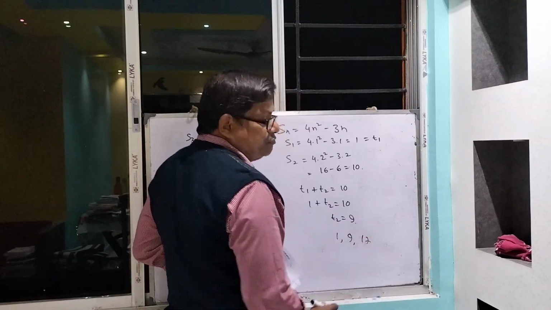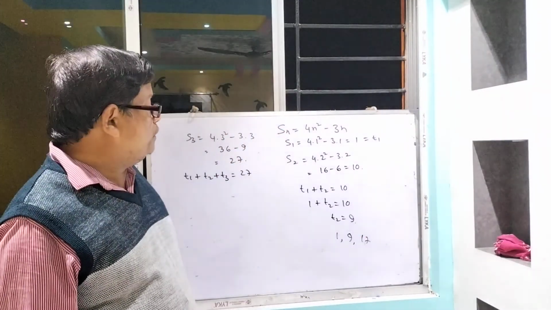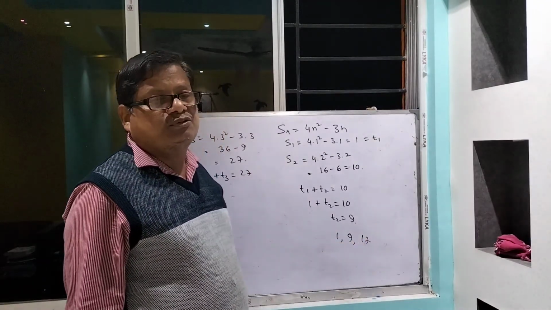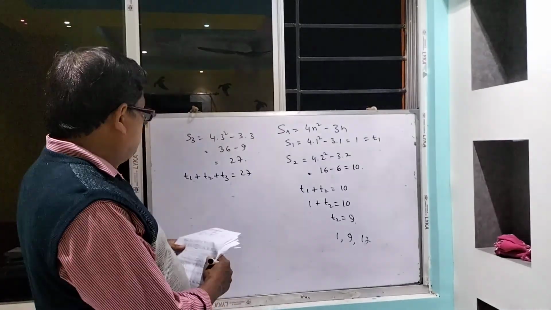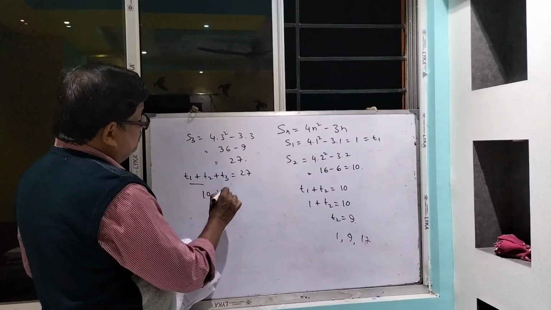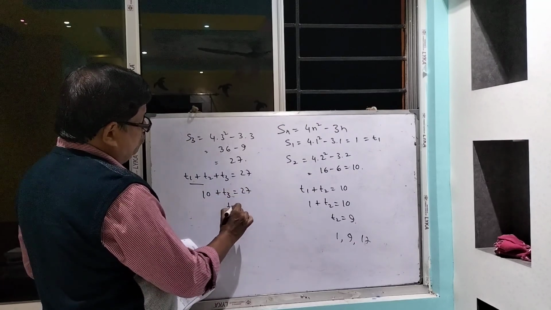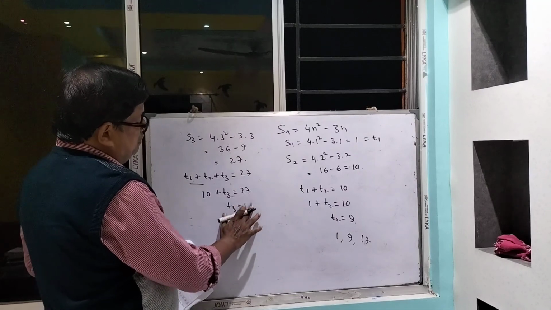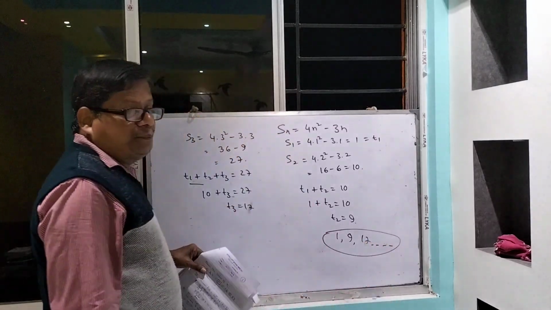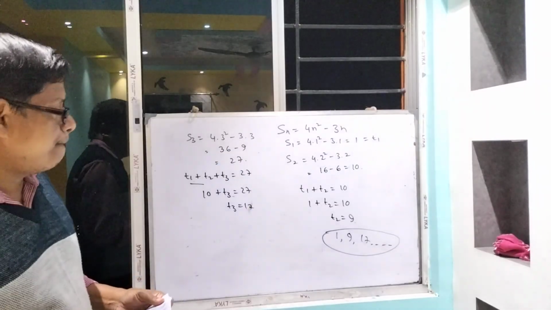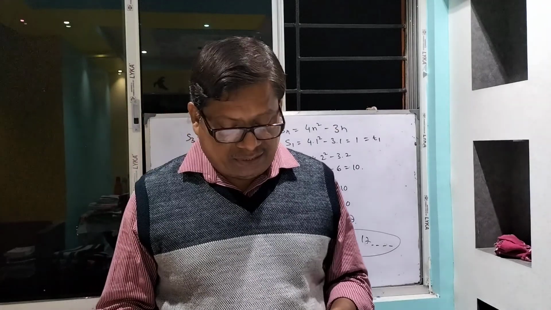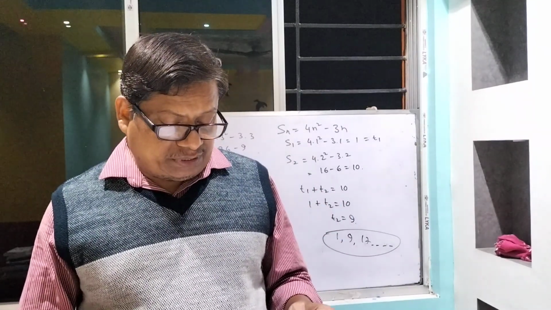So 17 will come. At least 3 terms are needed, okay? Direct, no problem. 9 minus 1 is 8, 17 minus 9 is 8 also. From here also you will get this value, see? T1 plus T2 is 10, plus T3, 27, so T3 is 17. So this series is an AP, arithmetic progression, and the common difference is 8. Most of the students did this, no problem with it.